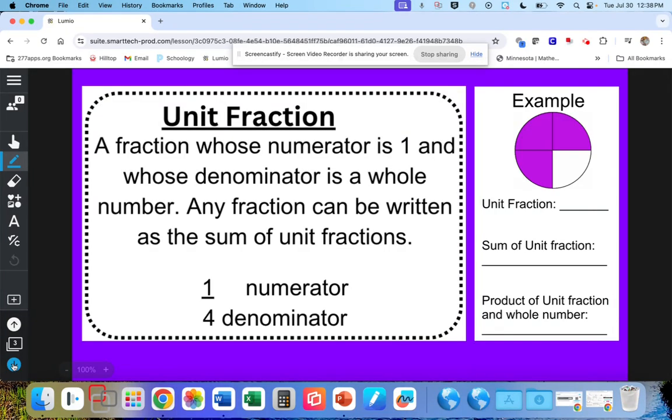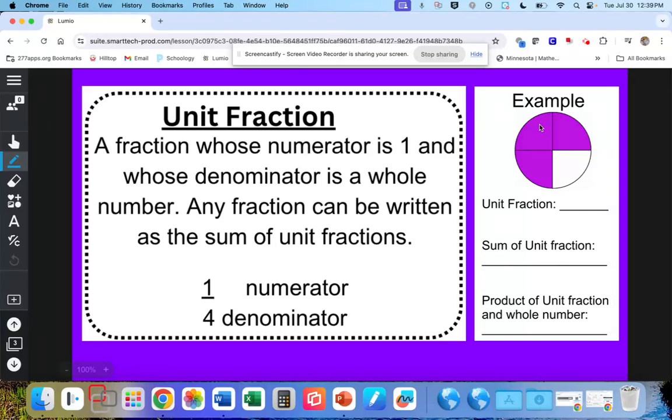The next part is called a unit fraction. The word unit means one piece. So a unit fraction is a fraction whose numerator is 1 and whose denominator is the whole number. Any fraction can be written as a sum of unit fractions. So maybe we have one piece out of the whole of 4. That would be the unit fraction of any drawing out of 4.